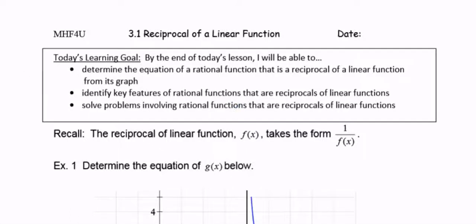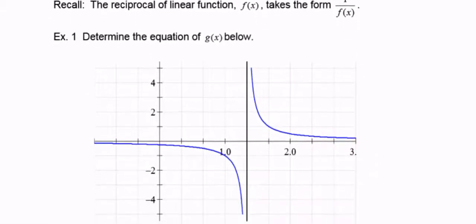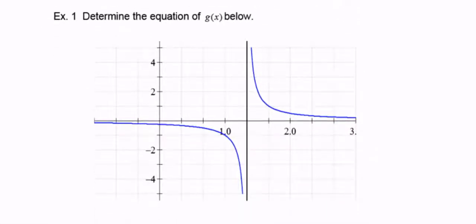All right, let's get started. So the reciprocal of a linear function f of x takes the form 1 over f of x. You know that. And here's the first example. It just gives you a graph and it says determine the equation of g of x below. Well, you can see quite easily that this is a reciprocal linear function because it has those two branches. They're on opposite sides of the x-axis. So we are going to get an equation 1 over a linear function.